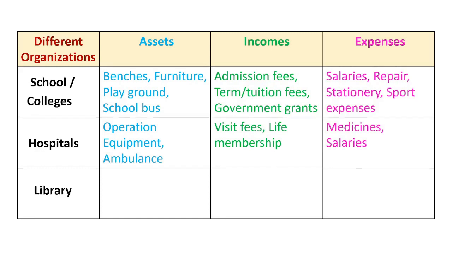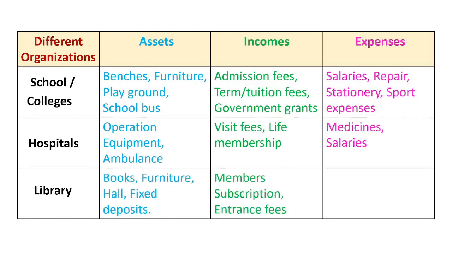Now take one more example, that is a library. A library has books, furniture, hall, fixed deposit. These are the assets for libraries. Whereas member subscription and entrance fees are the incomes for a library. And salaries, postage, rent, etc. are the expenses for a library. So, in this way, you should consider that different organizations have different assets, different incomes, and different expenses. So, keep this in mind.